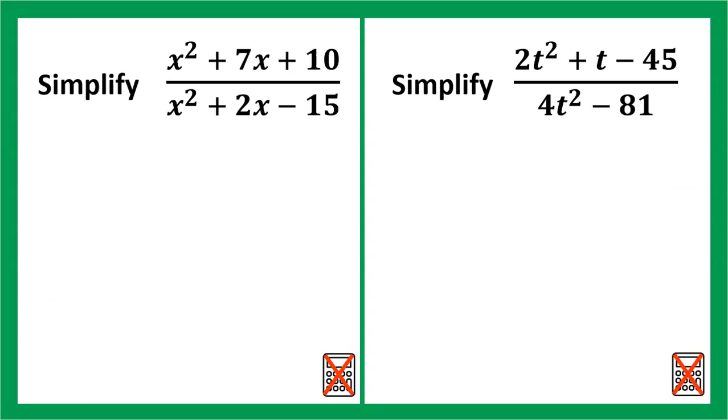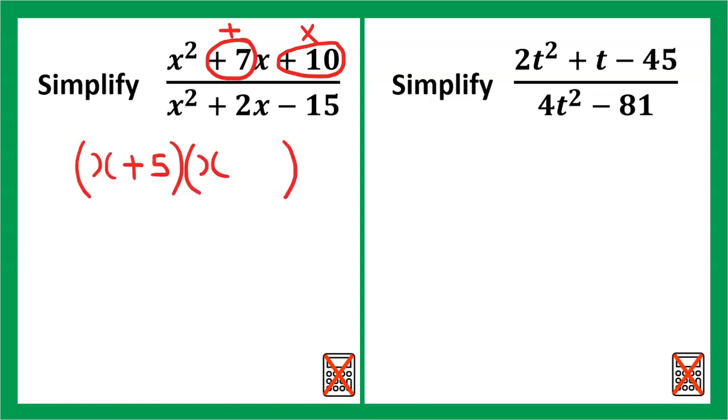On to the hardest types of questions that you can have, which often involve quadratics. These can be done in the same way as the intermediate questions by factorising, but you'll need to have some prior knowledge on factorising quadratics. Starting off by factorising the numerator. Assuming you know how to do this, we're looking for numbers that multiply to give us positive 10 and add to give us 7, meaning the factorised brackets would be x plus 5 and x plus 2.